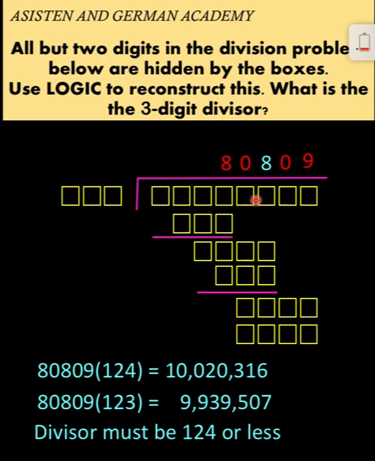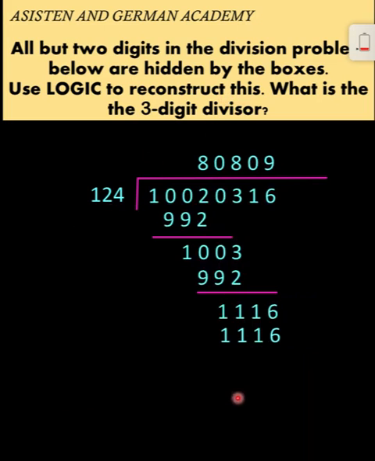This number here inside must be this 8-digit number. So we now know the quotient, we now know the divisor, which is what we are looking for in this problem, and we can now complete the puzzle this way. So if we are going to reconstruct this division problem, this is now the exact reconstruction, and the answer to this puzzle is 124. The divisor is 124. And we accomplish this all by just using simple logic.